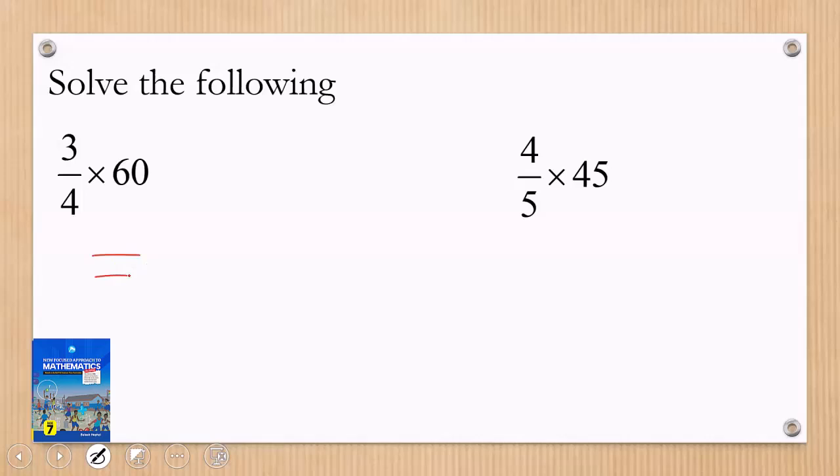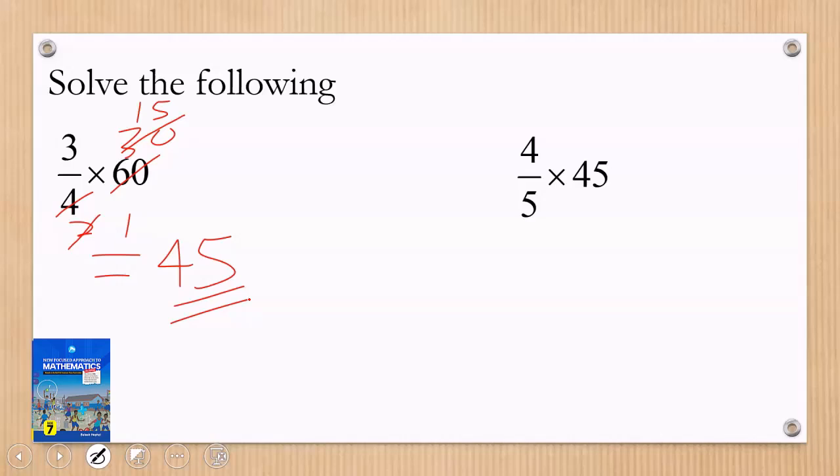Let's take it one after the other. 2 can divide 4 as 2, and 2 can divide 60 as 30. Again, 2 can divide 2 as 1, and 2 can divide 30 as 15. So 15 times 3 is 45. So 3/4 of 60 is 45. If 60 students are in a class and 3/4 of them like mathematics, then 45 of these students like mathematics.